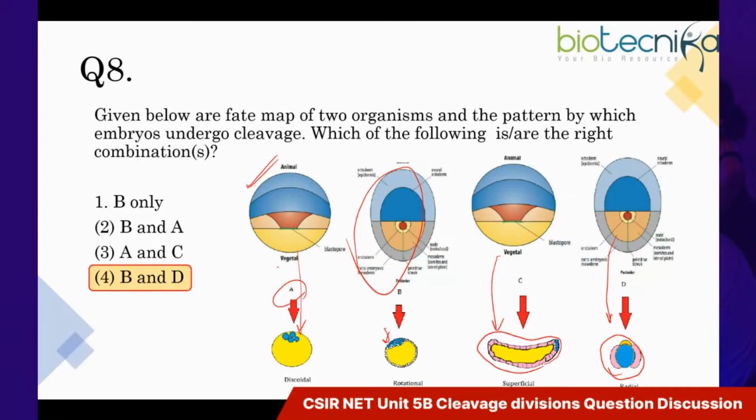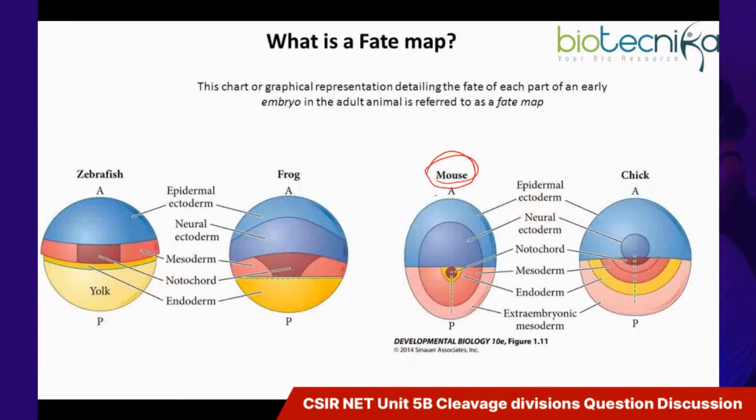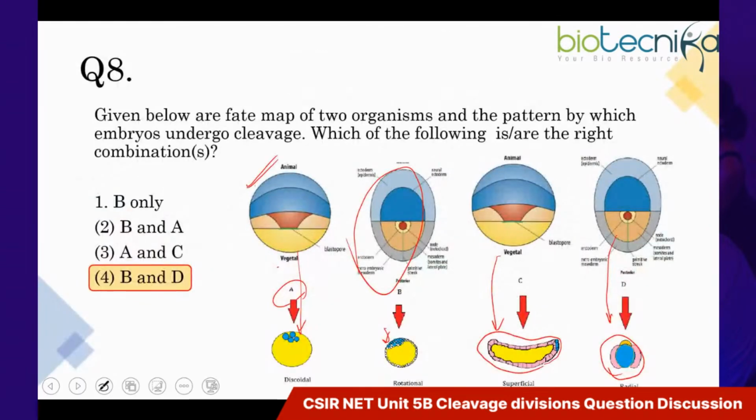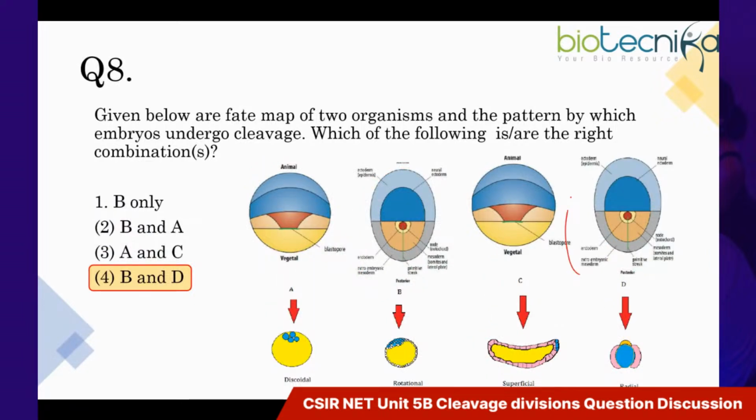So this is what the diagram that you are seeing over here is for mouse. These two are for mouse. You can see here also, this is for mouse and this is also for mouse. Now mouse means mammals, right?